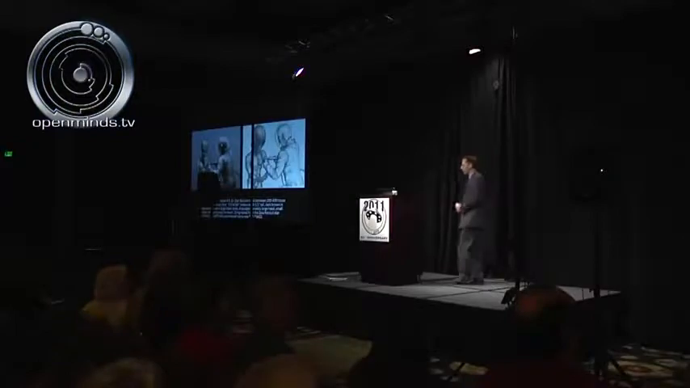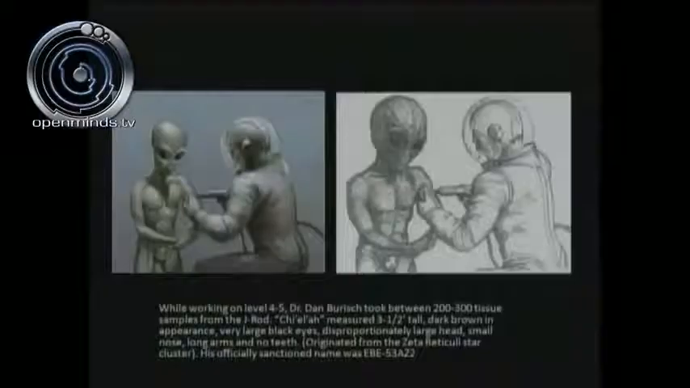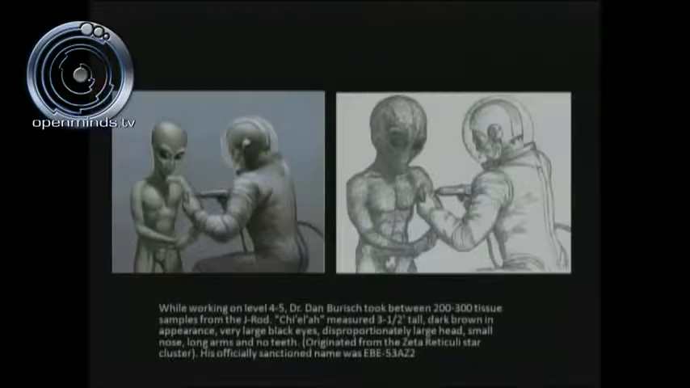Now, when he was working there, you can see him with the PINS device taking samples from the J-Rod. He was called Keala. A little bit of description of what he looked like: he measured 3.5 feet tall. He had a dark brown appearance, very black inset eyes, and a disproportionately large head. He had a small nose, long arms, and no teeth.